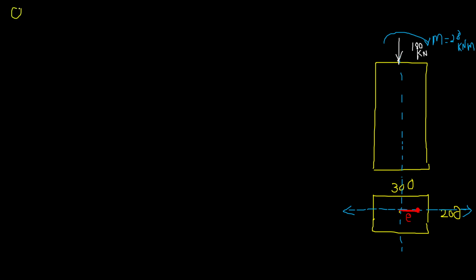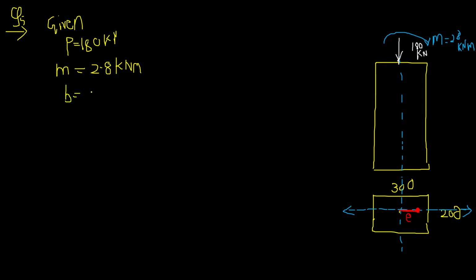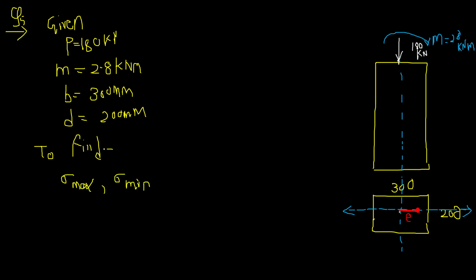Now, this is question number 5. So first, write down the given things. What is given? P value is given, 180 kilonewton. M value is given directly, that is P into e, 2.8 kilonewton meter. Then B is equal to 300 mm and D is equal to 200 mm. Okay, so what we have to find? Write down here maximum stress sigma max and minimum stress sigma min. It was written in previous questions, that's why I'm not writing here.